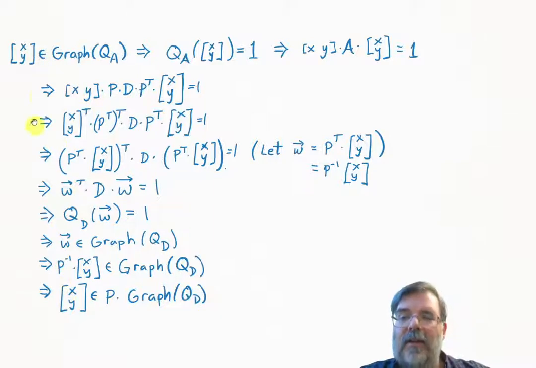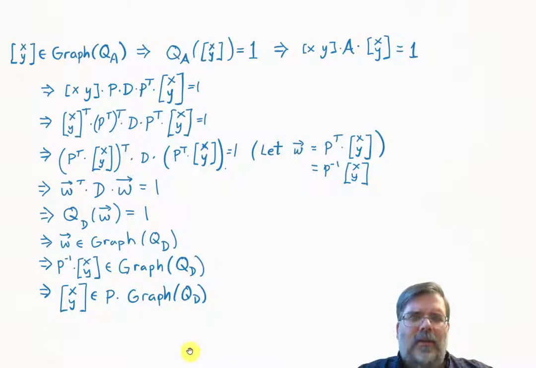Right? And then compare that to our original statement. And that's what we were hoping for. If a point is on the graph of Q_A, then that same point is on the rotation applied to the graph of Q_D. So these two graphs are the same. They have the same set of points. The graph of Q_A is a rotation applied to the graph of Q_D.